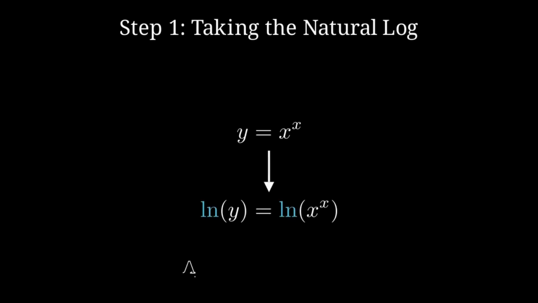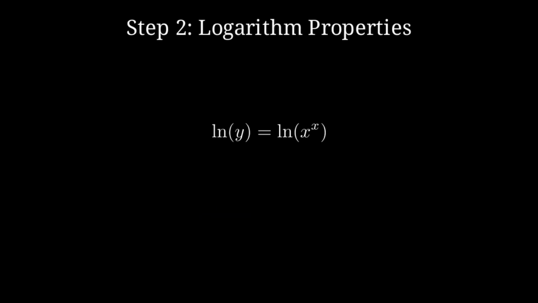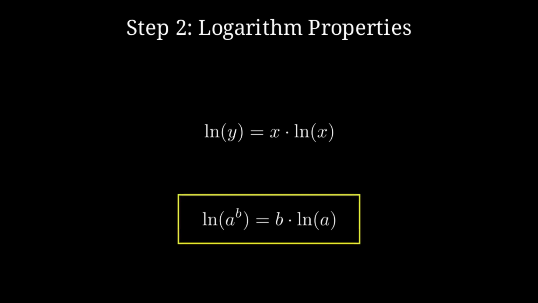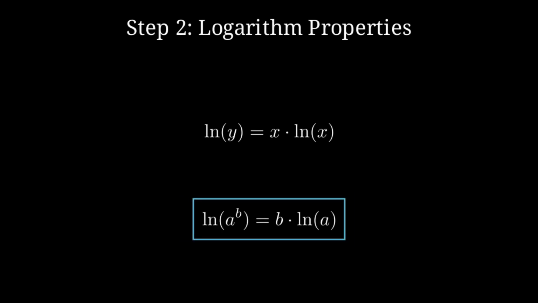We begin by taking the natural logarithm of both sides of our equation. This is a mathematically sound move as long as x is positive, and it sets the stage for using the power property of logarithms. Now, we apply the power rule for logarithms. The exponent x inside the log moves to the front as a multiplier. Our equation is now ln of y equals x times the natural log of x. This is much easier to differentiate.